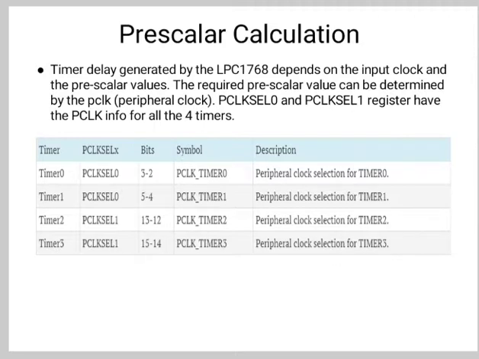First, set up timer T0 into timer mode: T0CTCR is equal to 0x0. Second, set up the prescale value in T0PR. So in this case it is 5 times 10^4 minus 1. Now reset the timer by setting T0TCR to 0x02. Set T0TCR to 0x01 to enable the timer when needed. Then reset it to disable the timer when needed.